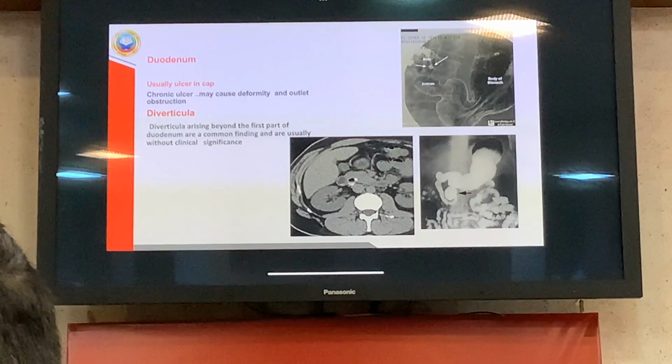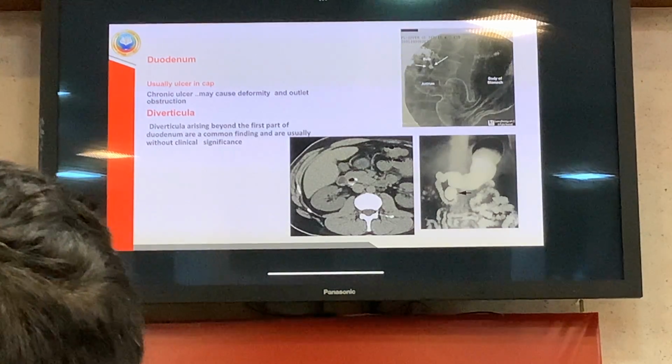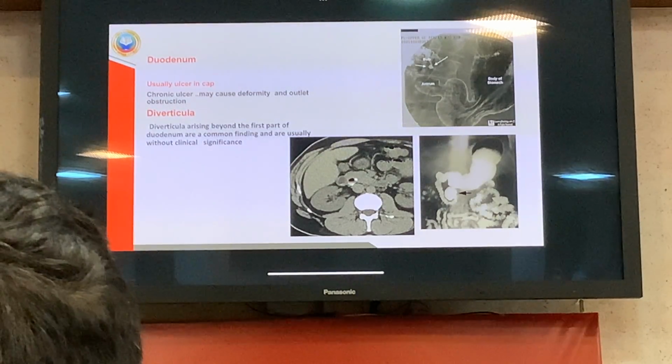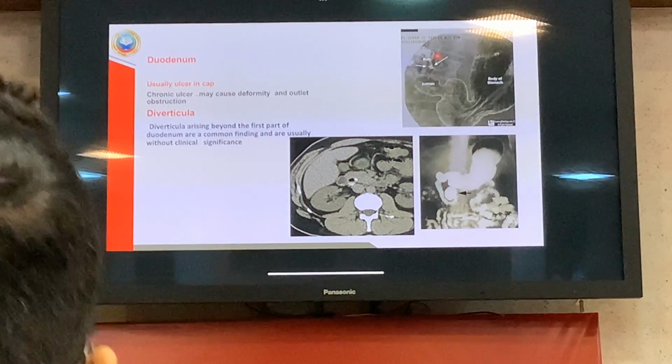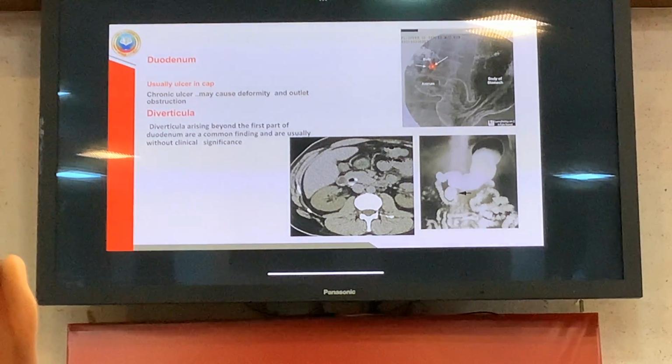The duodenum, we have two pathologies in the duodenum. Most common is it? What is this? Collection of the barium in this part.